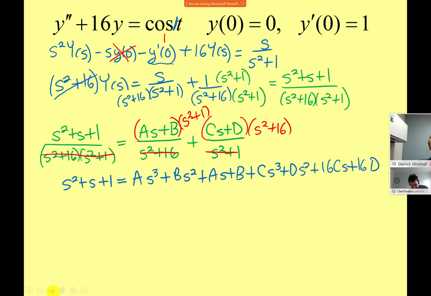So let's go ahead now and we'll equate coefficients. So we're going to look at the s cubed terms. There's none on the left. There's one there and one there. So it's going to be A plus C.